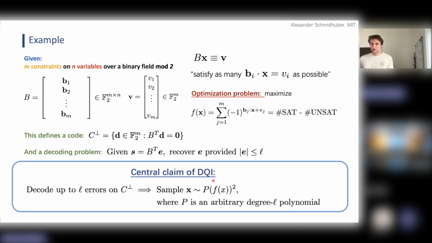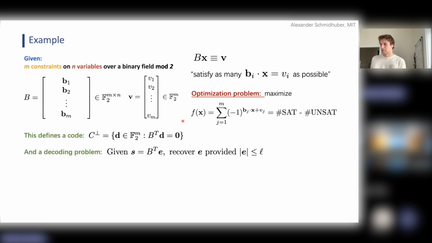Okay, so this was just a recap of DQI. Are there any questions about DQI? Is this all perfectly clear?